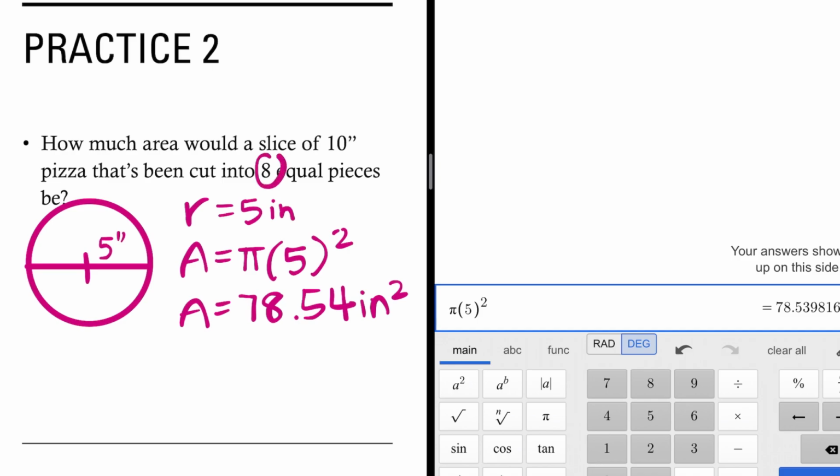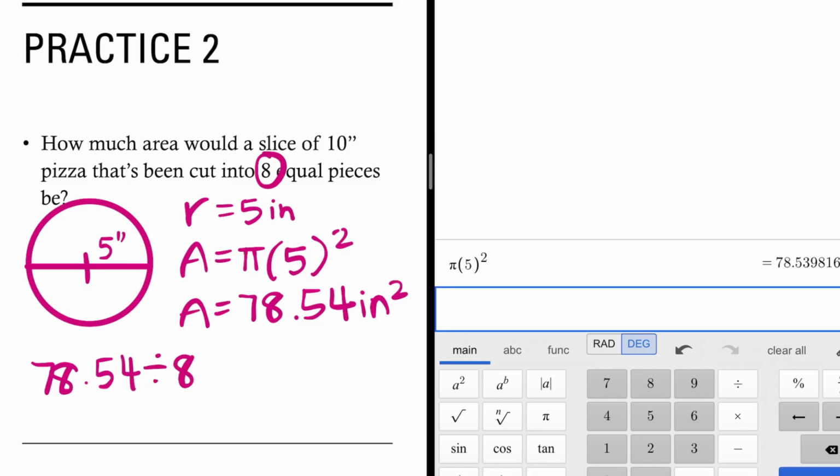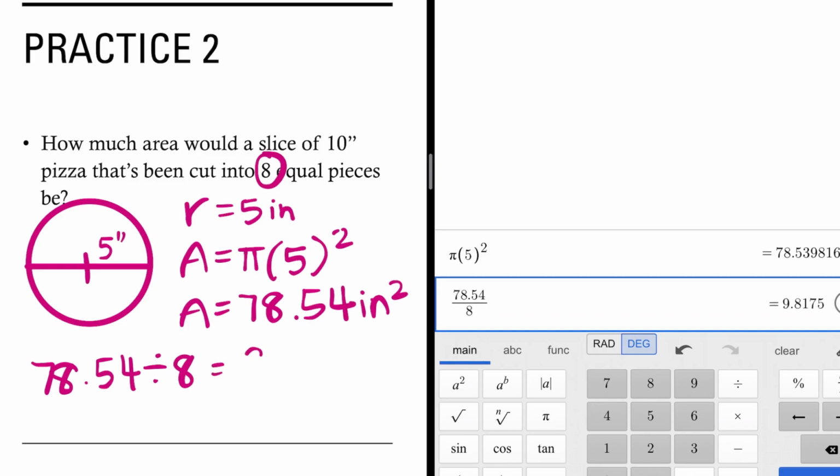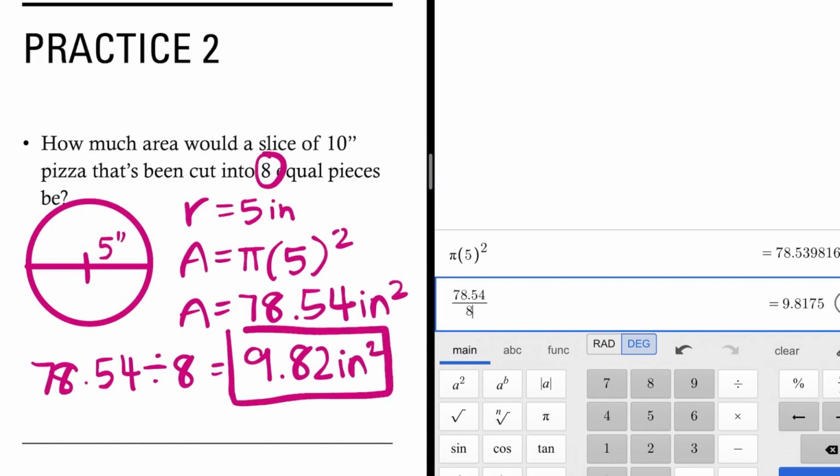But then it doesn't ask me for all of that. It only asks me for one of the 8 equal pieces. So all I'm going to do is I'm going to do 78.54 divided by 8. So let's do 78.54 divided by 8, and that's equal to 9.82 inches squared. And I'm just rounding it to the 2 decimal places. That's pretty standard, especially when you're doing like a handwritten test and it's not asking you to leave it in exact form. But that's all it was, is I just plugged in the radius, and then if I needed to do a little bit extra, I did.